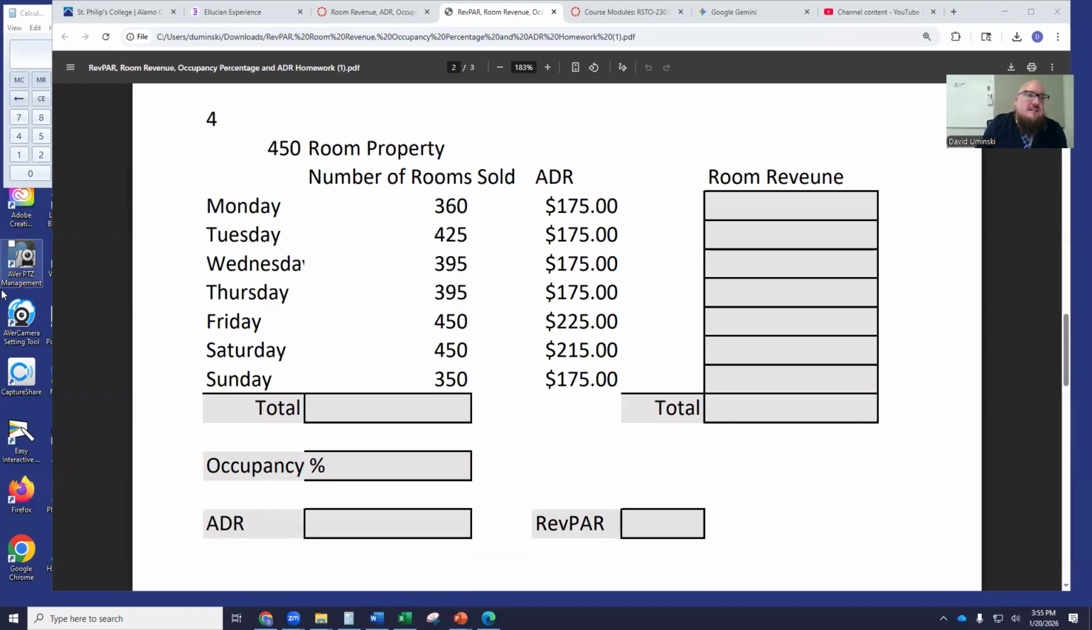So we're going to start the same way. We're going to multiply the number of rooms we sold each day times the average daily rate to give us how much our revenue was for that day. The only difference is that you notice this is going to be 1 week. Okay, so that's going to impact our rooms that we sold, as well as the revenue per available rooms and the occupancy. So let's take a look at that.